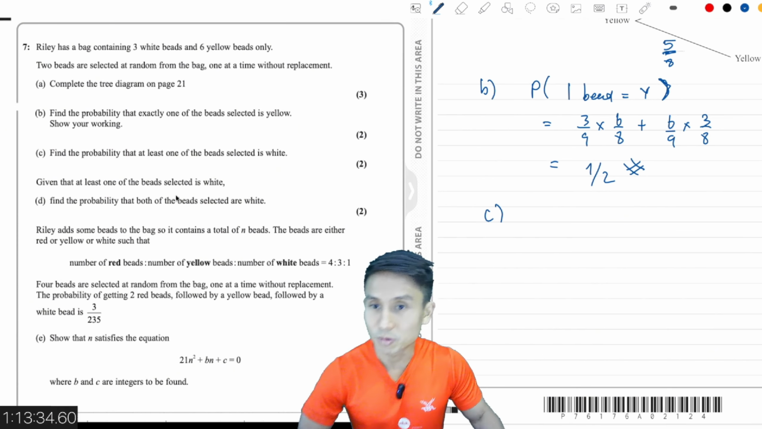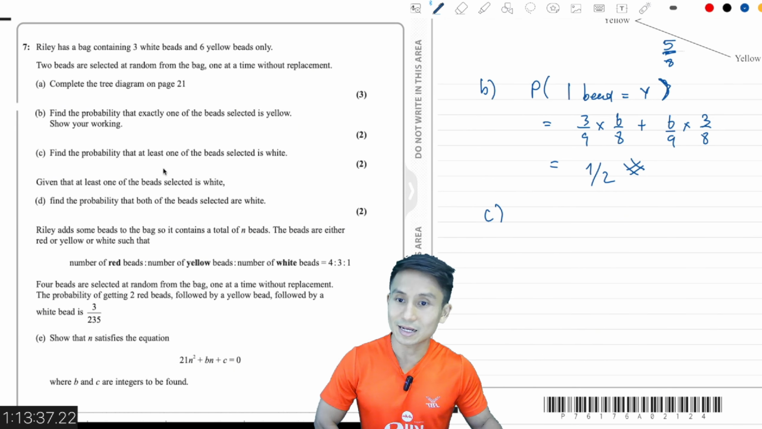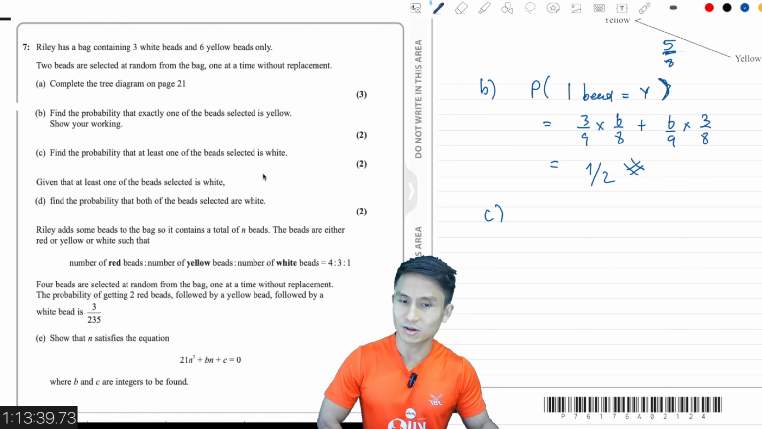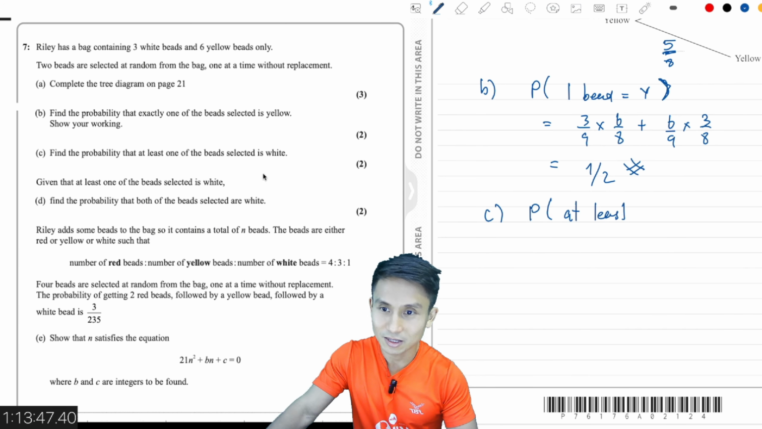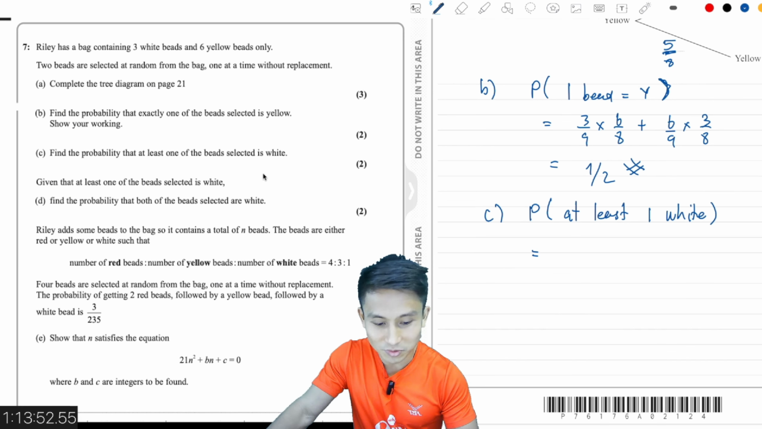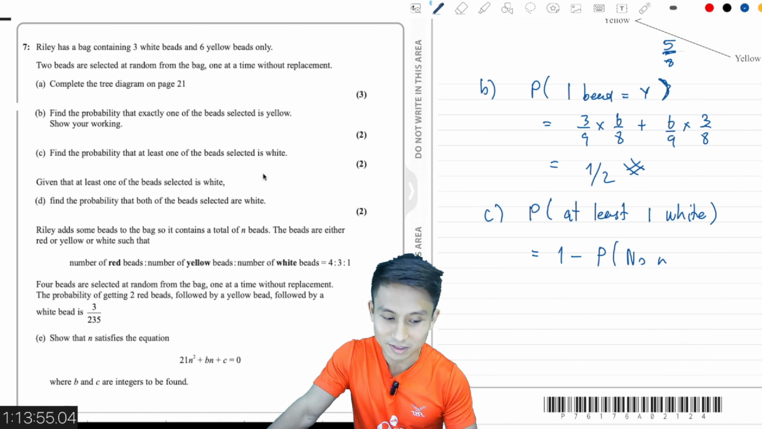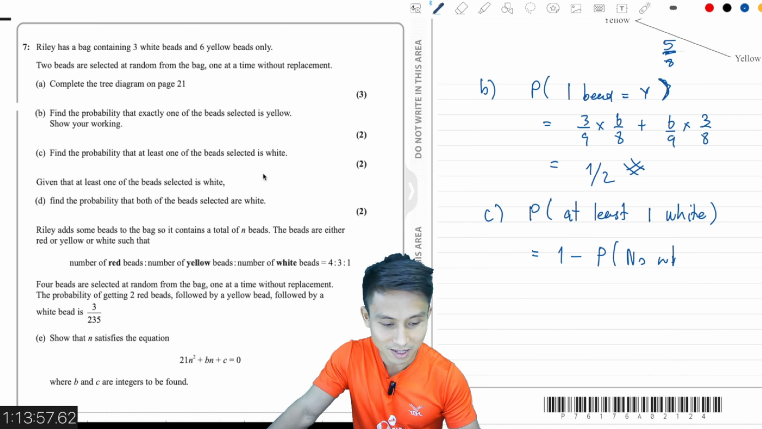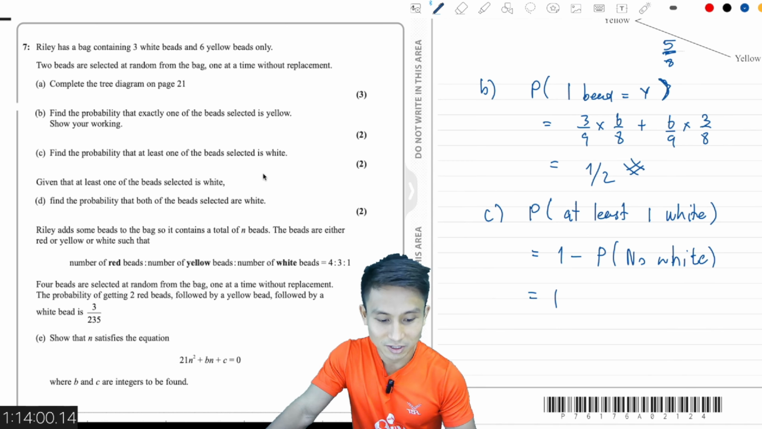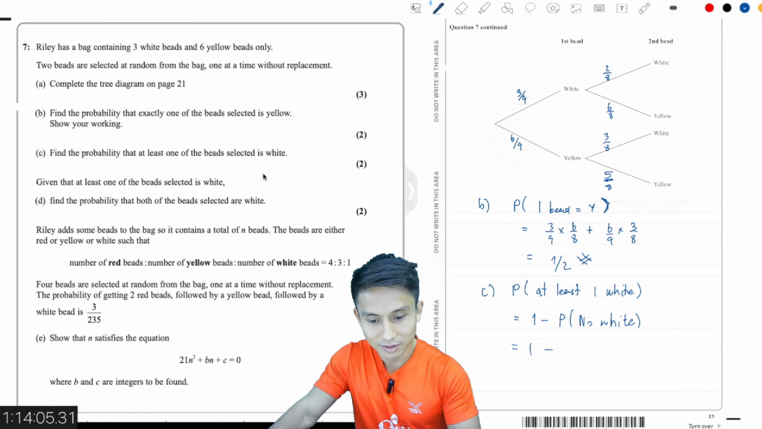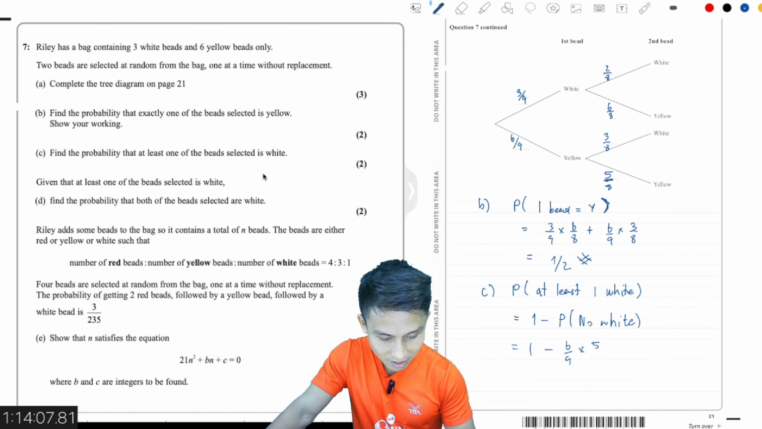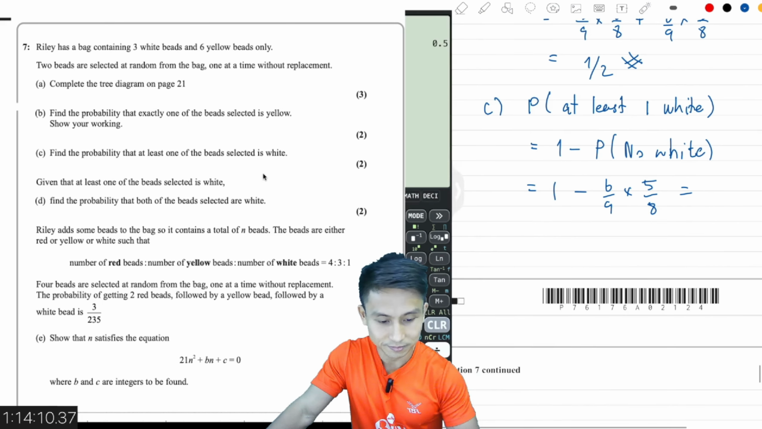Part C, find the probability that at least one of the beads selected is white. Oh, wait, hang on. I was reading part C and thought it was part B. Okay, so again, P of at least one of the beads is white would be equal to 1 minus P of no white. Just the same method, just a different color. So 1 minus no white would be all yellow, so 6 over 9 times 5 over 8.